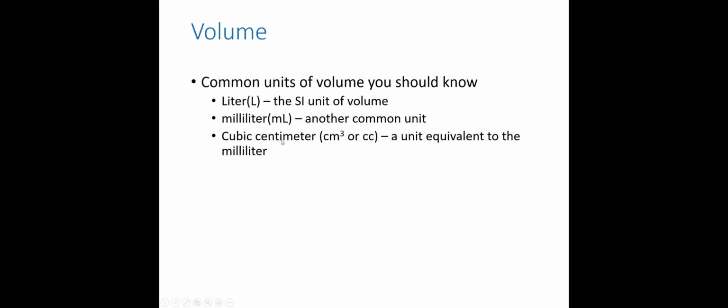The cubic centimeter is also important, and in medical contexts, the cubic centimeter can be written as either centimeter cubed or cc. So these are all equivalent. That's very important to know. A milliliter is the exact same thing as a centimeter cubed, which is exactly the same thing as a cc. We tend to use milliliters for measuring liquids and gases, especially liquids, and centimeters cubed for solids.